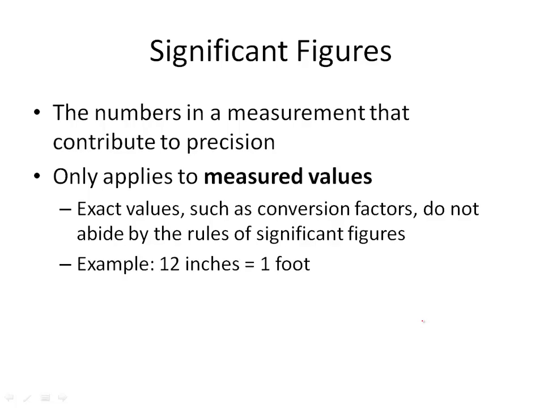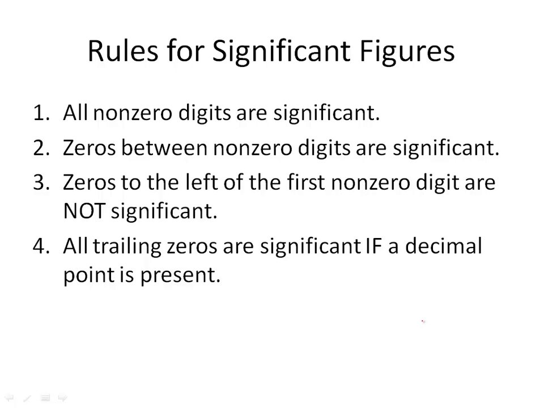Other exact values are counting objects. Let's say I have 5 dogs, I have 3 basketballs, 2 sets of wheels. Those are counting objects, so we wouldn't take into account significant figures for counting objects and exact values or conversion factors. All right, so when we're determining the number of significant figures that a number has, we have to abide by some rules. There are some simple rules.